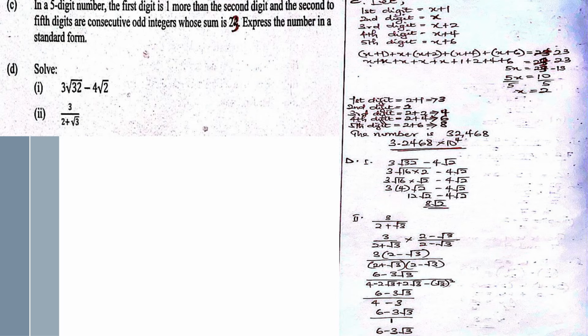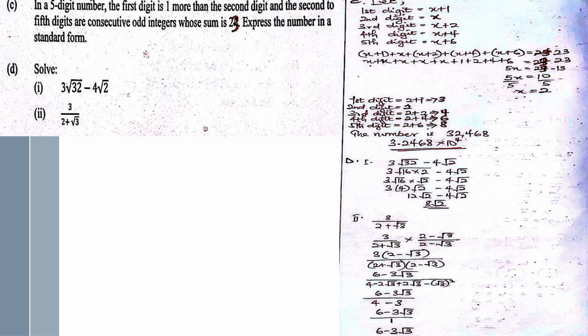3c and d. So 3c says in a 5 digit number, the first digit is one more than the second, and the second to fifth are consecutive odd integers whose sum is 23. You have to express the number in a standard form. So the first digit, since it is an odd number, we have x plus 1, and then we have x, then x plus 2, x plus 4, and then x plus 6. So these numbers are consecutive odd integers.